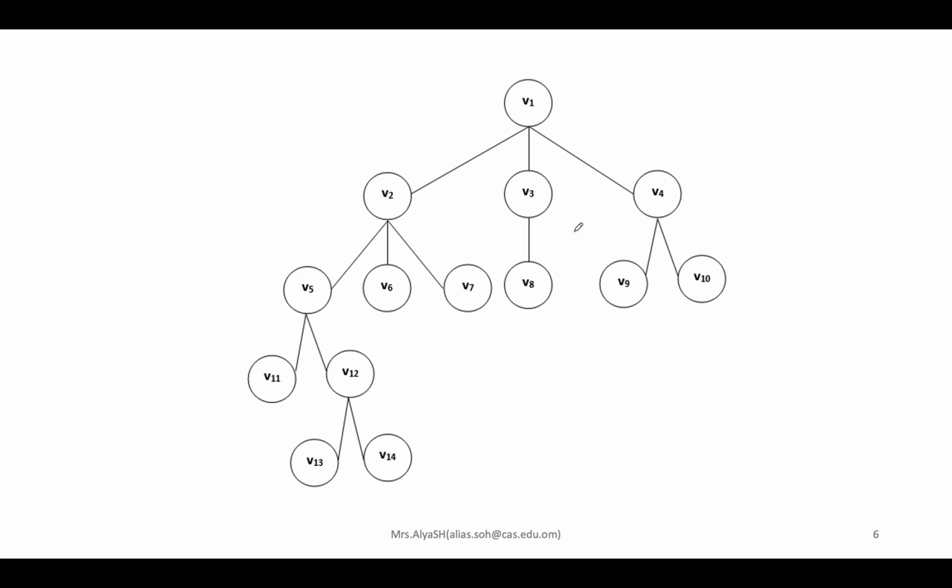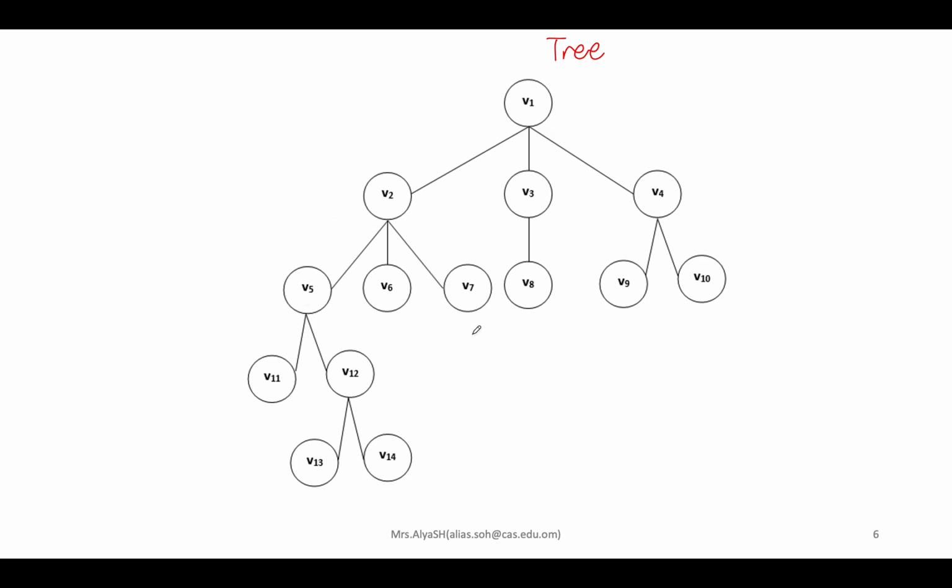So the number of edges in any tree is equal to number of vertices minus 1. And if we can see here we've got 14 vertices. So the number of edges should be 13. So let's calculate here. We've got 1, 2, 3, 4, 5, 6, 7, 8, 9, 10, 11, 12, and 13. So yes, we consider this as a tree.